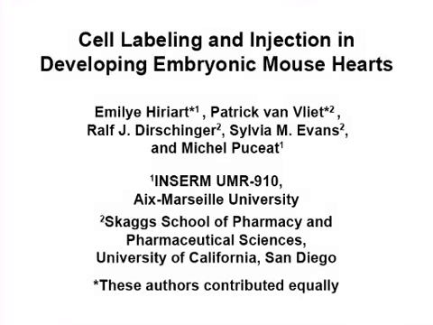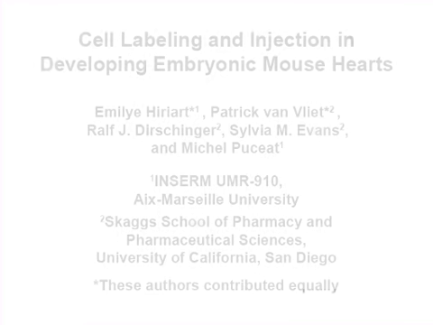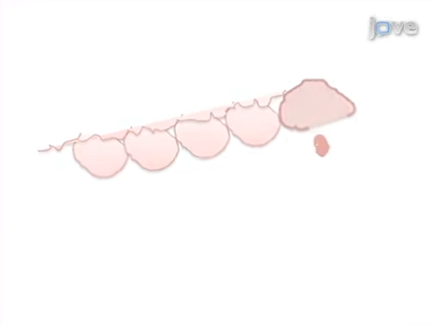The overall goal of this procedure is to perform injection of cells, dye, or DNA in embryonic mouse hearts in order to investigate cell fate or to locally manipulate gene expression. This is accomplished by first dissecting out the embryos from a pregnant mouse and exposing the embryonic heart.